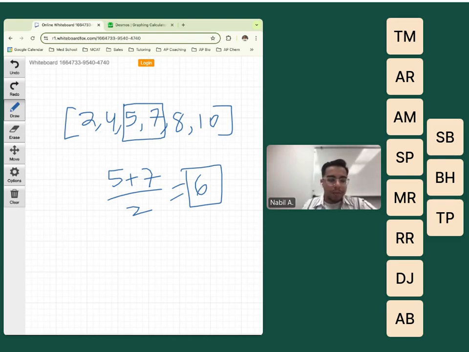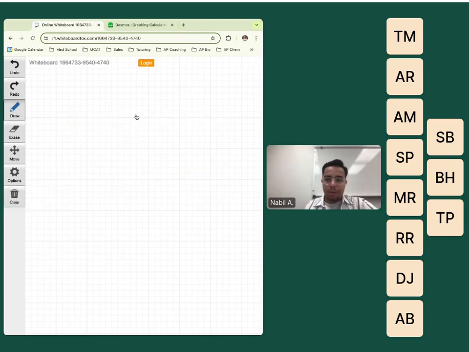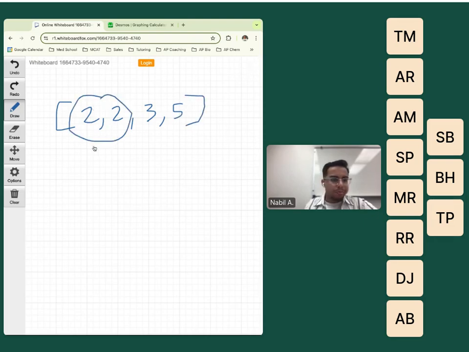So that's the median. Now mode is pretty easy. What is the mode? I'm not referring to this question, I'm just asking for a general definition. Yes, it's the number that appears the most. This one's pretty straightforward. So if I had 2, 2, 3, 5, we all know that it should be 2. That's the mode, the number that appears the most. That one's usually a little more straightforward with students.